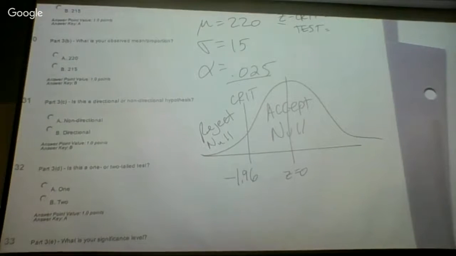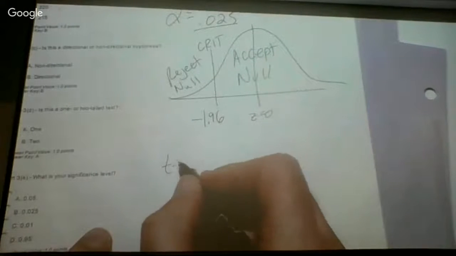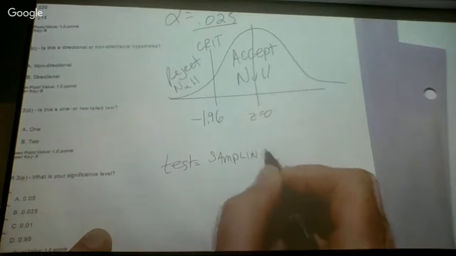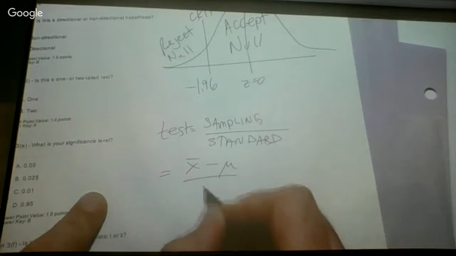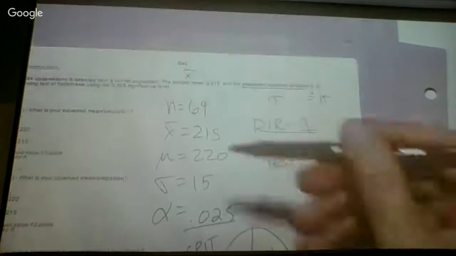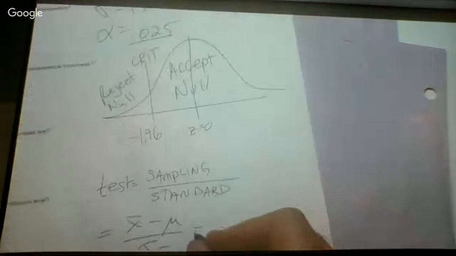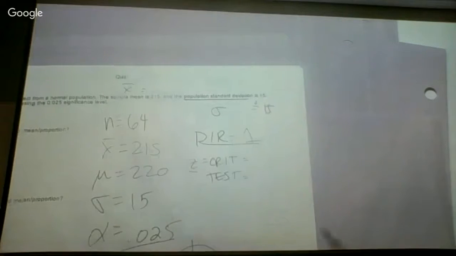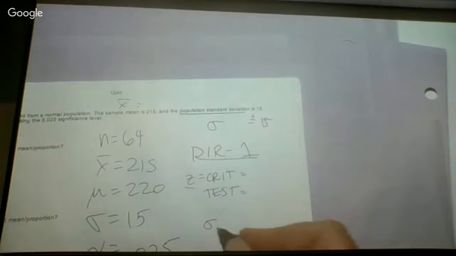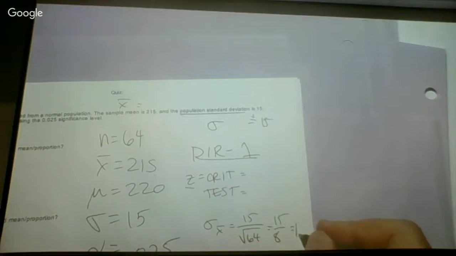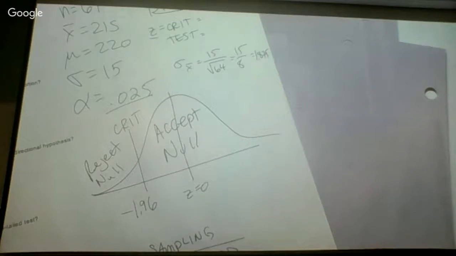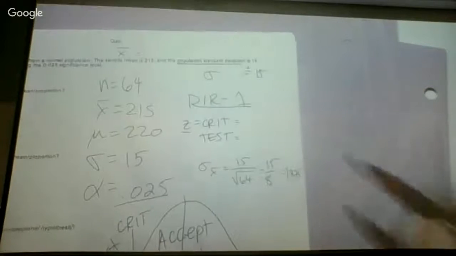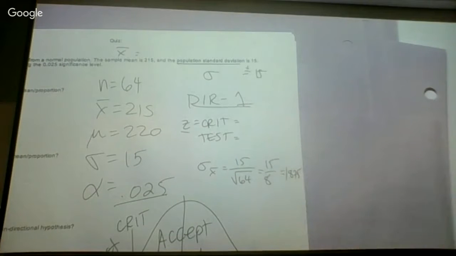Now we need a test statistic. Test statistic is calculated by sampling error over standard error. X bar, 215. Mu, 220. I still have to use sigma and my sample size to get a value for standard error. So when you calculate it, 15 over 8, you're welcome. 1.875. That's just 15 divided by the square root of 64, which is 8.